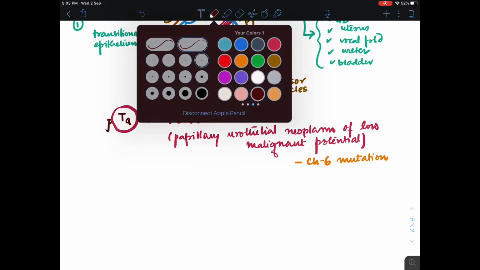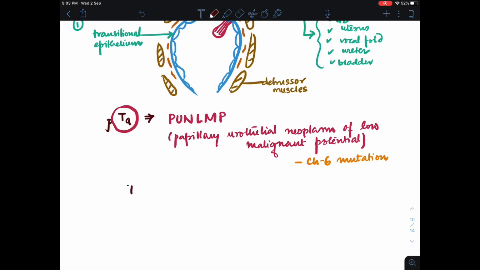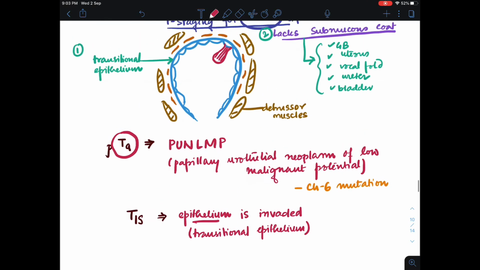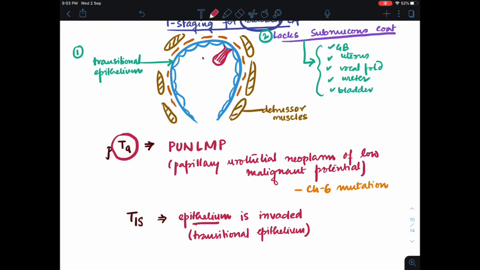Now the second stage is the in situ stage, where the epithelium is invaded. Epithelium, that is the transitional epithelium or urothelium, is invaded. That is, if this is the TA, then this is TIS.